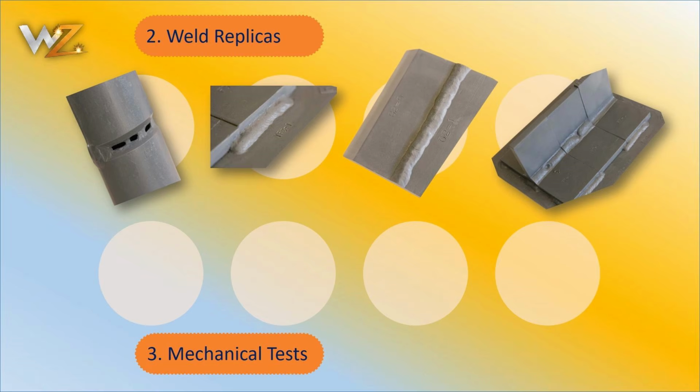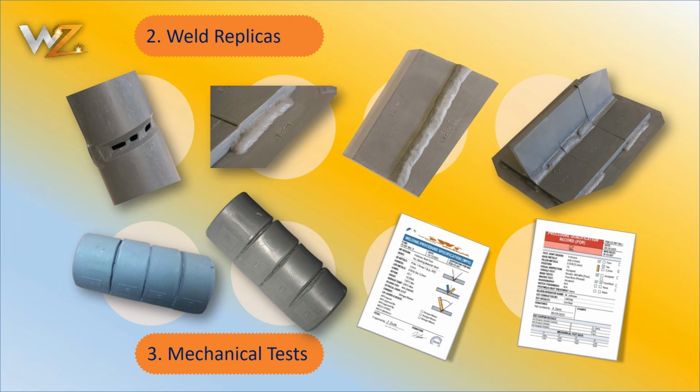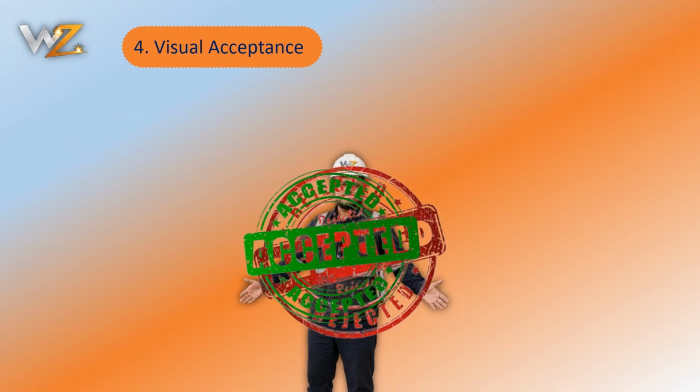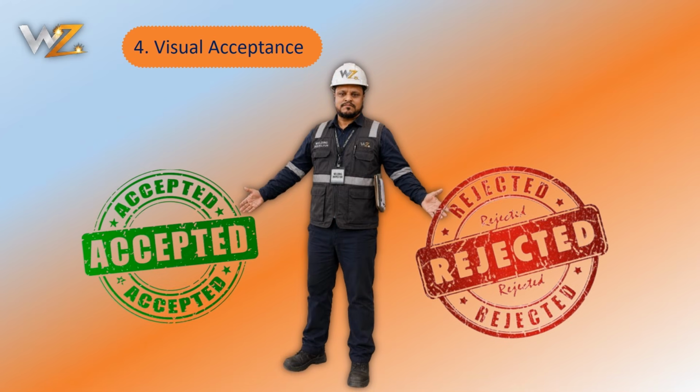Number 3. Mechanical test. You need to understand bend test results, WPS and PQR requirements, and mill-induced discontinuities. Simple meaning: you must know how to read test results and check whether the welding procedure meets the required requirements. Visual acceptance. You will use the applicable code requirements to decide whether a weld should be accepted, meaning the weld meets the requirements, or rejected for repair, meaning the weld does not meet the requirements.